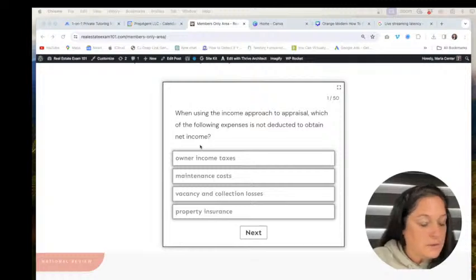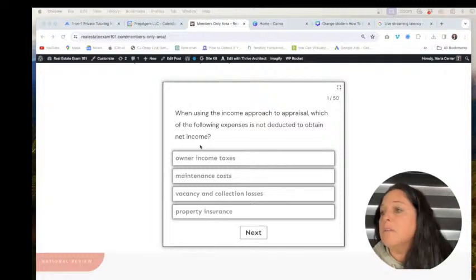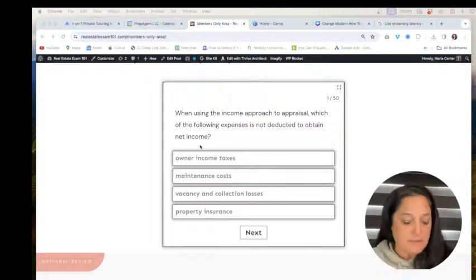What about the property insurance? Would that be an operating expense of a building? If I owned a building, would my property insurance be part of it? What do you guys think? Sure, of course it would. That's an expense of that building.